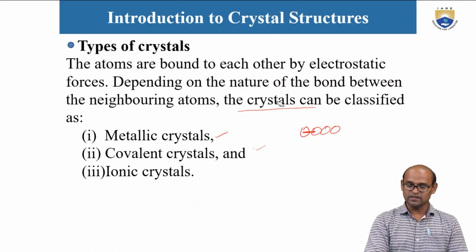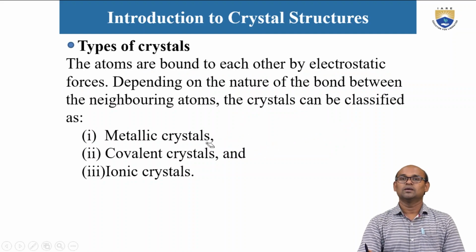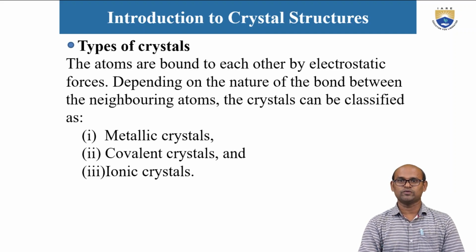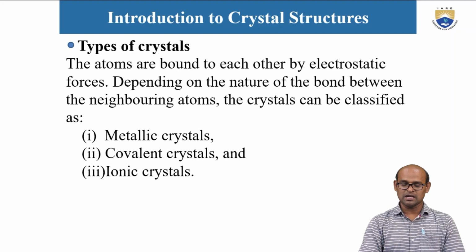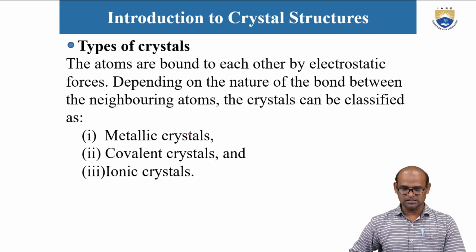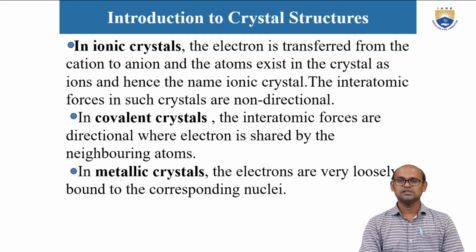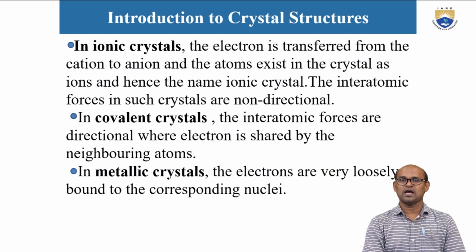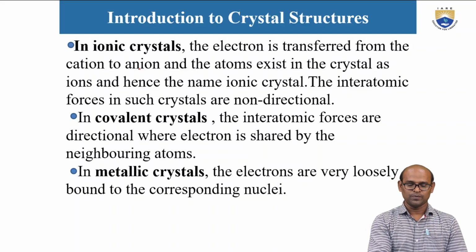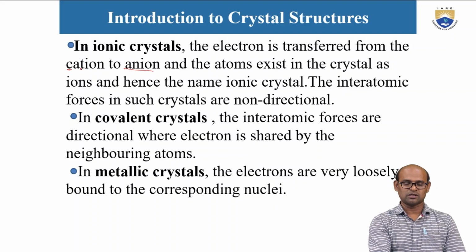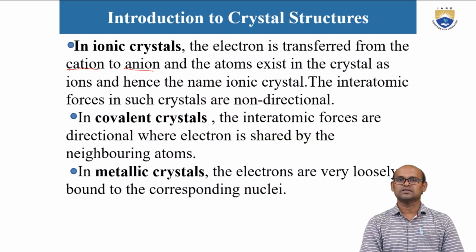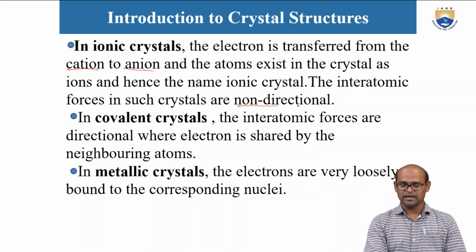So this classification is based on the bond between the neighboring atoms, what kind of bond exists between the two atoms. So what are these ionic crystals? In an ionic crystal, the electron is transferred from one atom to another atom. The atom which lost an electron is called a cation, and the atom which gained an electron is called an anion. The atoms exist in the crystal as ions, and hence the name ionic crystal. The interatomic forces in such crystals are non-directional.